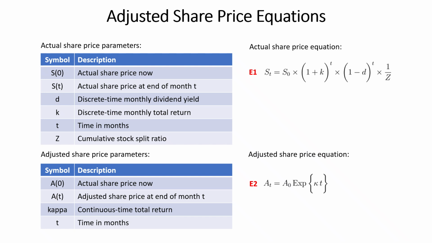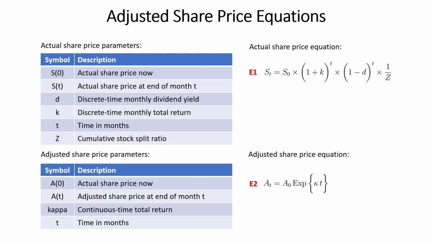In discrete time, we compound at the end of every period, whereas in continuous time, which we'll talk about, we compound continuously. But for our actual share price, we're going to use discrete time compounding. T equals time in months, and Z, capital Z, equals a cumulative stock split ratio. So this would be all of the stock splits over the time period now until time T.